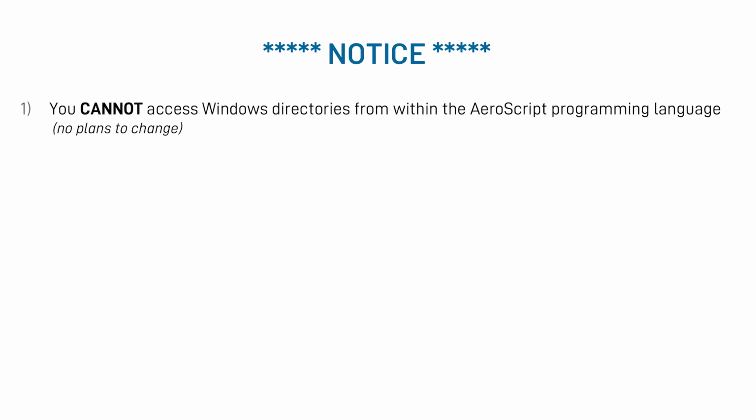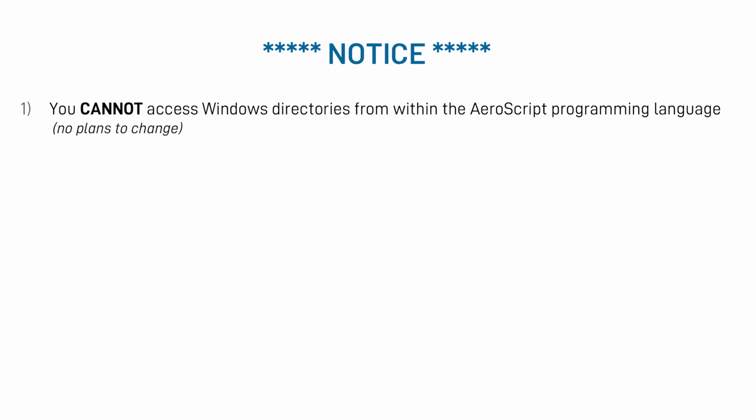Now, briefly switching gears for a second, there are a few very important details that you should know about the controller file system, as well as some more minor details. First and foremost, you cannot write or specify Windows directories from within the AeroScript programming language. Automation1's AeroScript language only reads and writes to the Automation1 controller file system. It will not read or write to a Windows directory and file path.